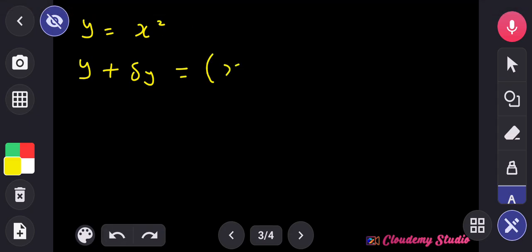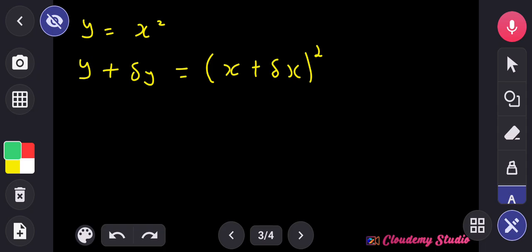Therefore, we are going to take the increment of both sides to be y plus delta y equals, now, our x squared, which means we are going to have x plus delta x, all squared. That's the first thing we are going to do.